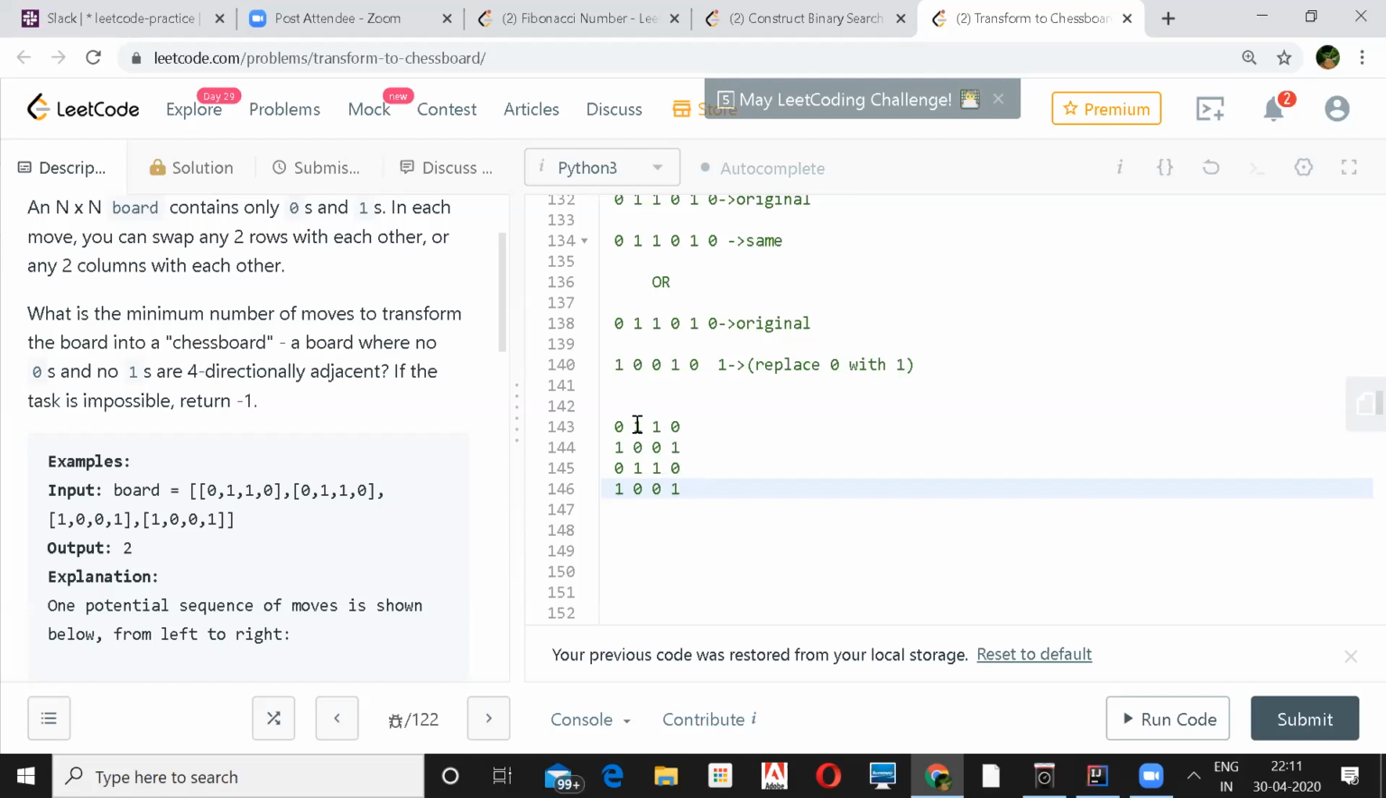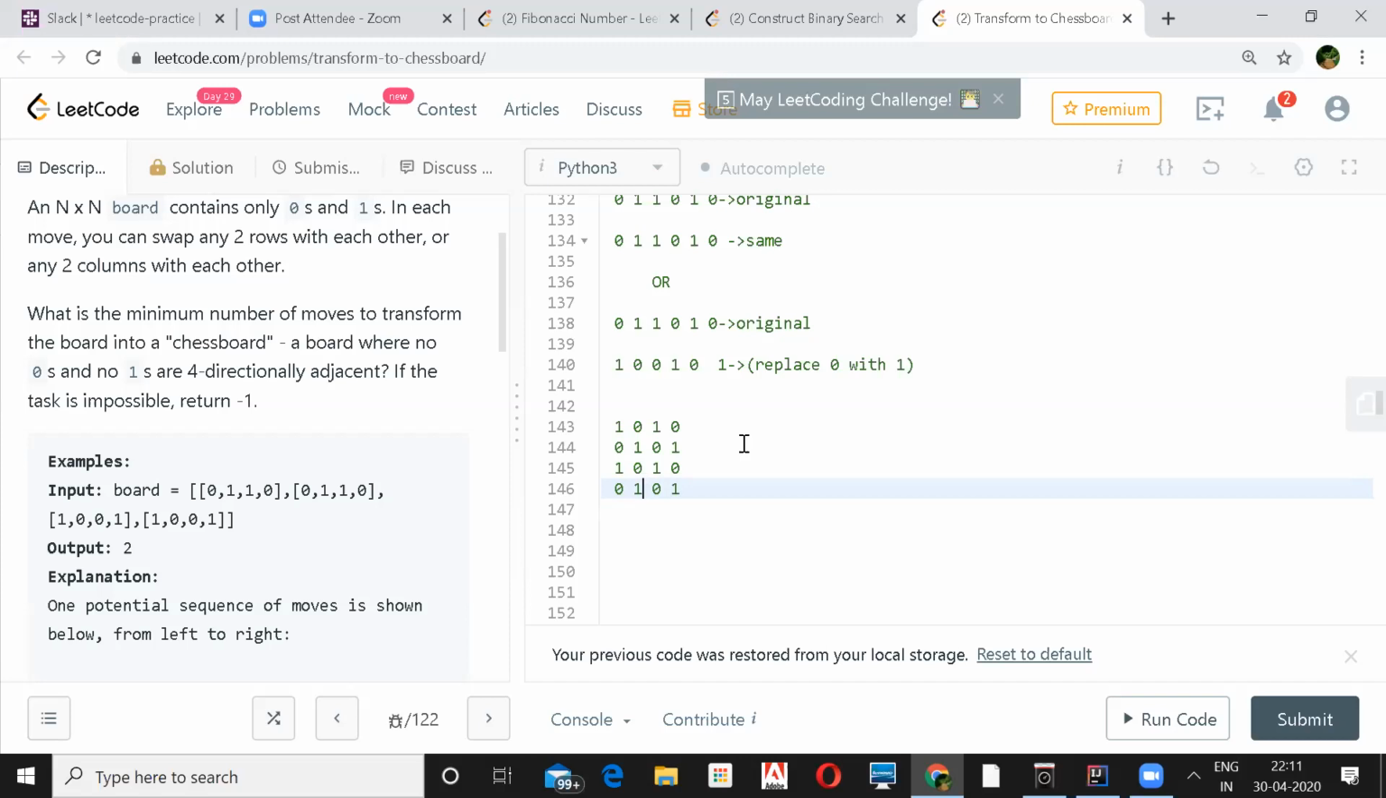Okay, so let's swap 1 and 2. Column 1 and 2, yeah. So what do we get? 1 0, then 0 1. Yeah, this one will work. So maybe every adjacent row, if it's inverse, no, that's not going to work.